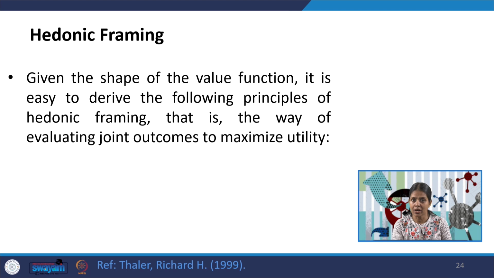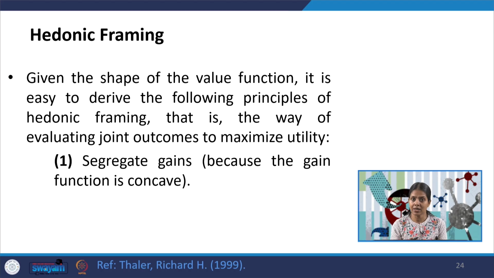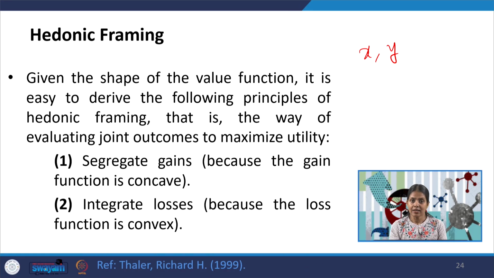So, given the shape of the value function, it is easy to derive the following principles of hedonic framing, that is the way of evaluating joint outcomes to maximize utility. We just now summarize the things that we have just discussed. So, segregate gains because the gain function is concave. When x and y both are gains, we need to segregate gains to have better utility. Integrate losses because the loss function is convex. So, both are losses and we need to integrate. We have argued that integrating them makes us better.